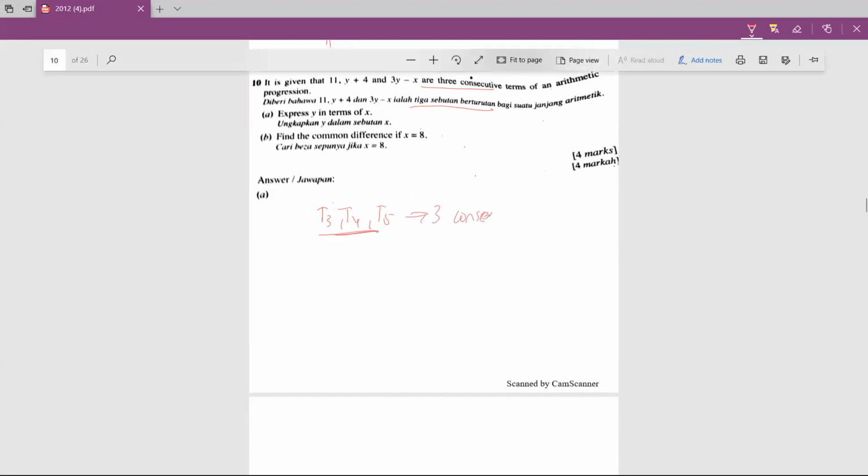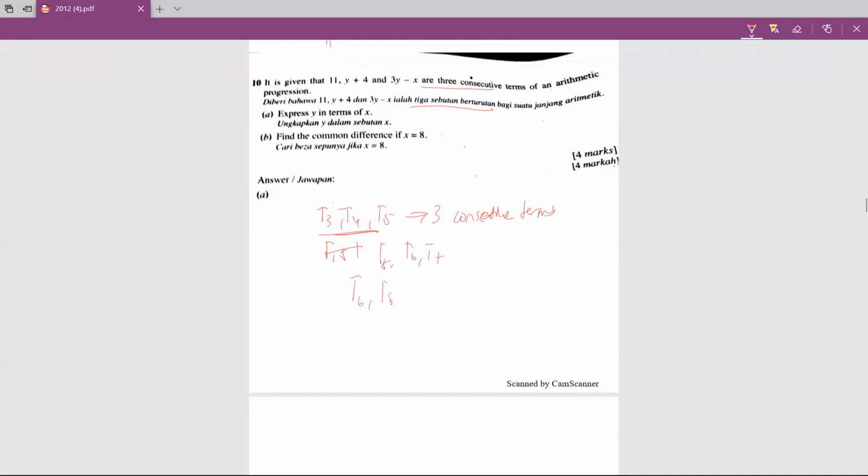Like T5, T6, T7, also consecutive terms. Tapi T6, T8, T9 not consecutive term lah. Okay, consecutive term ni dia ikut number line tau. 6, 7, 8, 9, 10, 11, 12, 13, 14. Ikut number line, ikut urutan. Kalau dia macam 11, 15, 17, not a consecutive term. Okay, ingat benda tu, sangat-sangat penting.